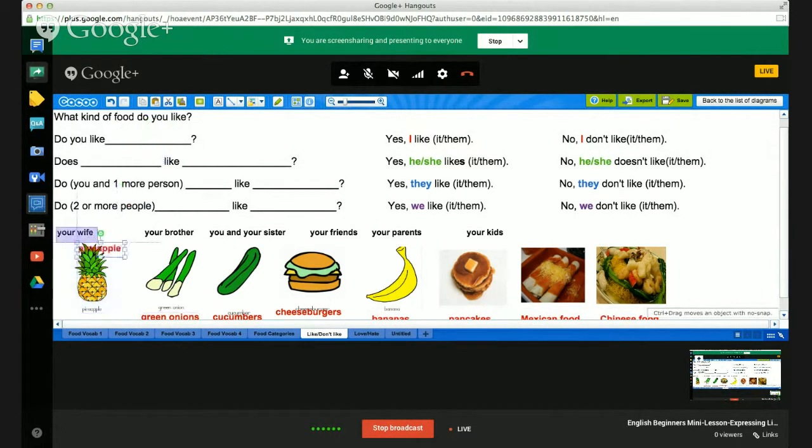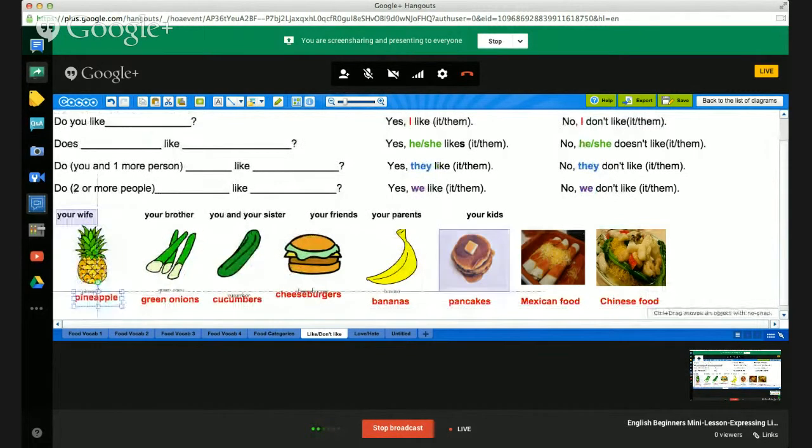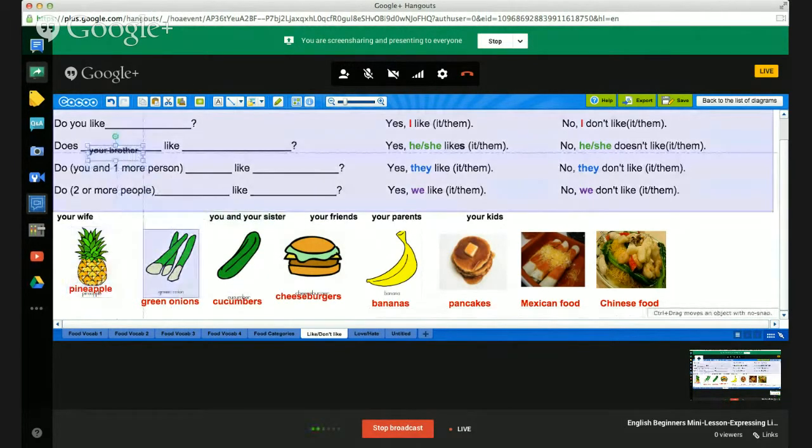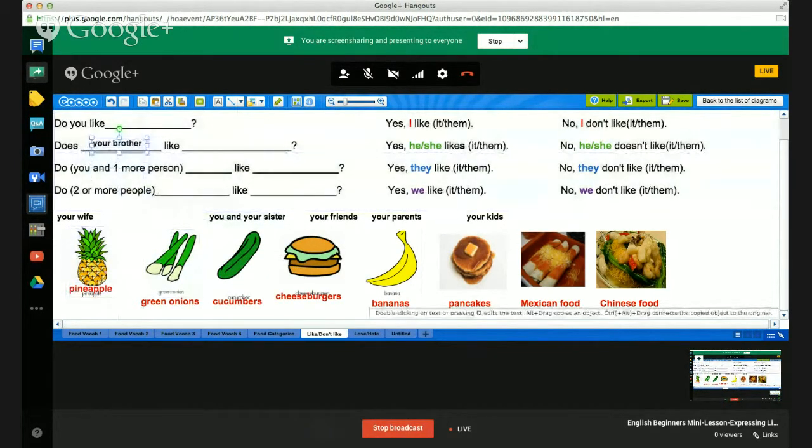Great. Now let's go ahead and move on to where we're talking about one other person, a guy or a girl. Let's say we're talking about a guy. Let's say we're talking about your brother. If you don't have a brother, just pretend, okay? So the question could be like this. Does your brother like cheeseburgers? Okay? Does your brother like cheeseburgers?